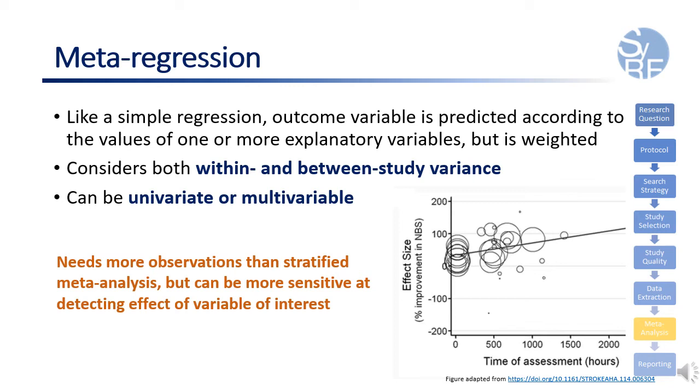The choice of which method to use to investigate heterogeneity in your dataset is entirely up to you, but evidence does show that meta-regression can be more sensitive than stratified meta-analysis at detecting the effect of a variable of interest on overall effect size. However, meta-regression needs more observations than stratified meta-analysis and therefore should not be considered if comparisons and studies included in the meta-analysis are few. You may choose to use one method as your main analysis and the other as your sensitivity analysis. This can include the reliability of your overall conclusions.